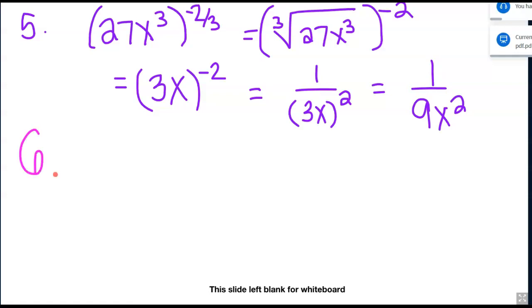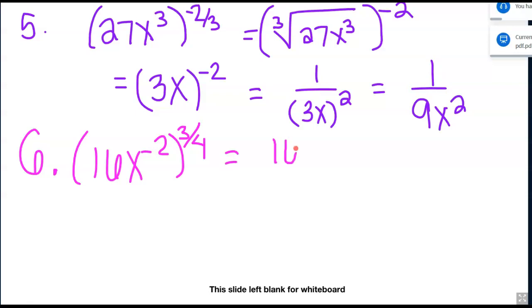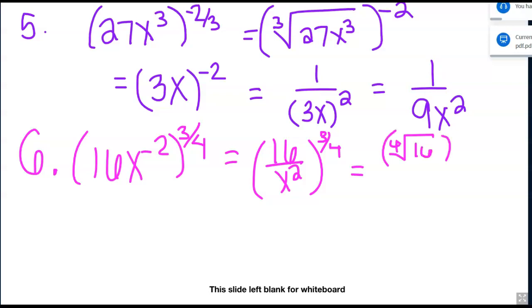Number 6. We have 16x to the negative 2 over 3/4, or to the 3/4 power. So that's really the same as 16 over x squared to the 3/4 power. And again, I know that the 4th root of 16 is going to simplify nicely. So I'll cube it after I fourth root it.